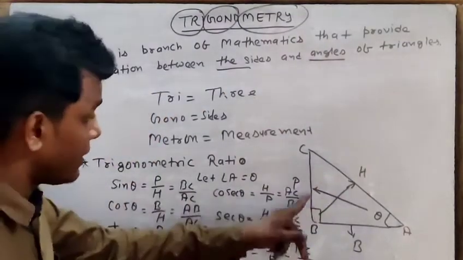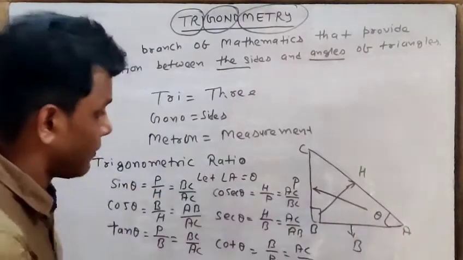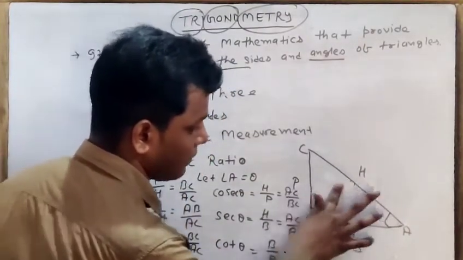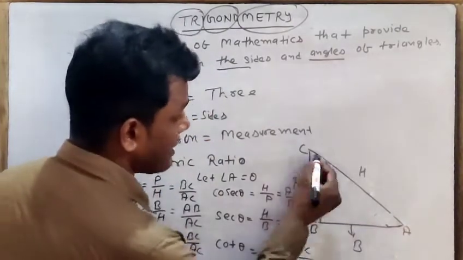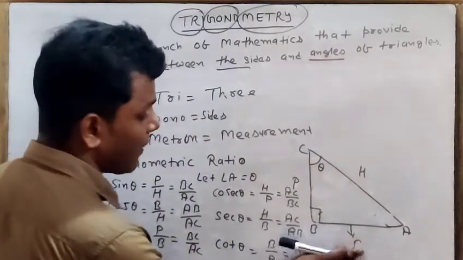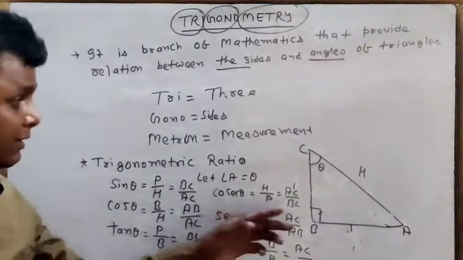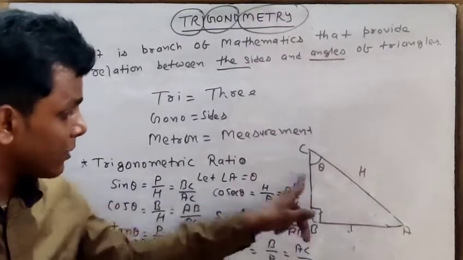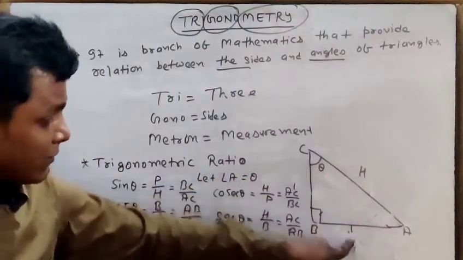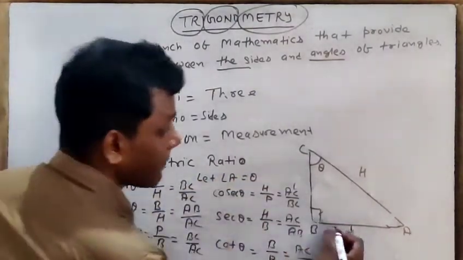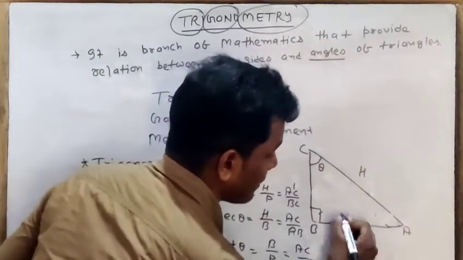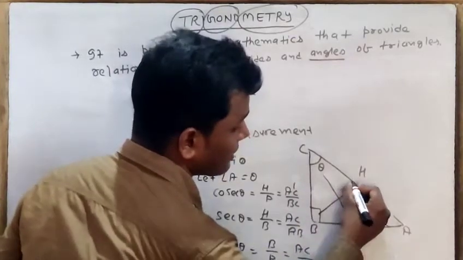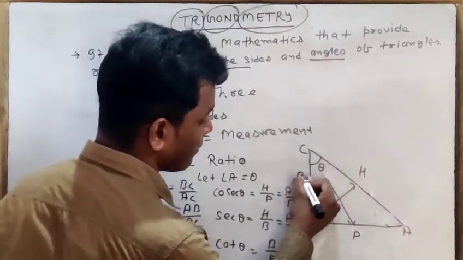This is the right angle and this is theta. Note that the angle is fixed. The perpendicular and base keep changing depending on theta, while the hypotenuse is always fixed. The side opposite to theta is the perpendicular, the side opposite to the right angle is the hypotenuse, and the remaining side is the base.